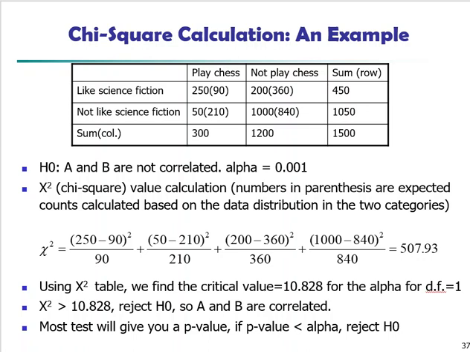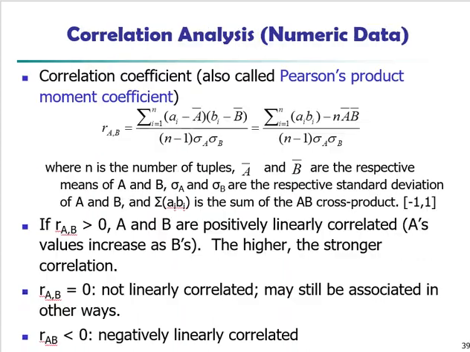So we looked at chi-square as one way to compute the correlation between two categorical or nominal attributes. For numerical data, we can use the correlation coefficient, Pearson's test, to find linear correlation between two variables.